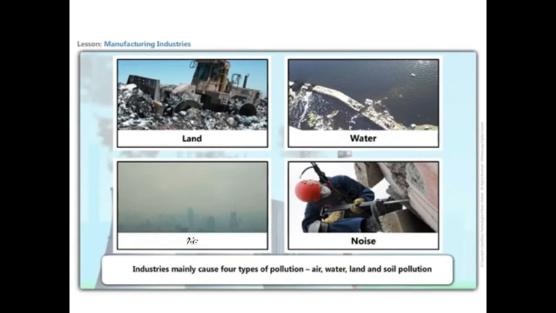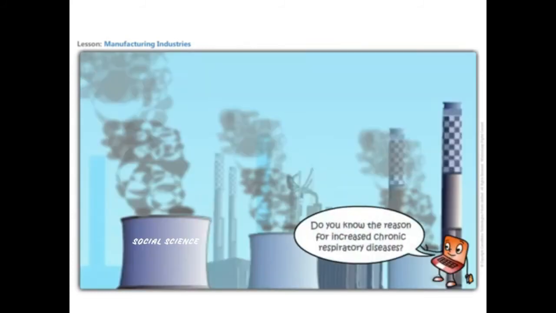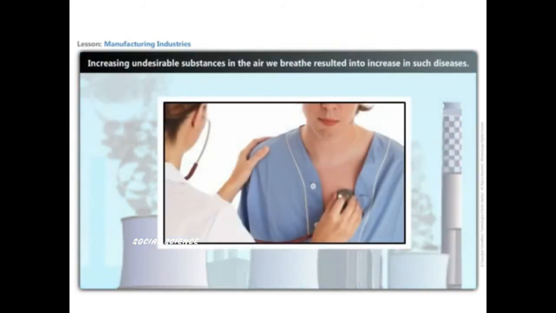Industries mainly cause 4 types of pollution: air, water, land, and soil pollution. Do you know the reason for increased chronic respiratory diseases? Increasing undesirable substances in the air we breathe have resulted in an increase in such diseases.